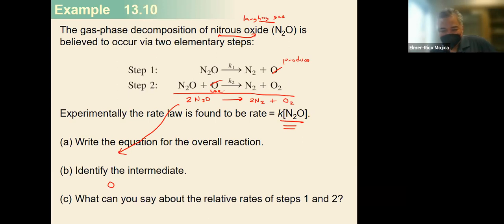Now, this is the thing. What can you say about the relative rates of step 1 and step 2? Which step is slower? Or which is the rate determining step here? So you're given here the rate law. And as you could see here, this one is the only one that has it. So I would say what? Step 1 is slow.